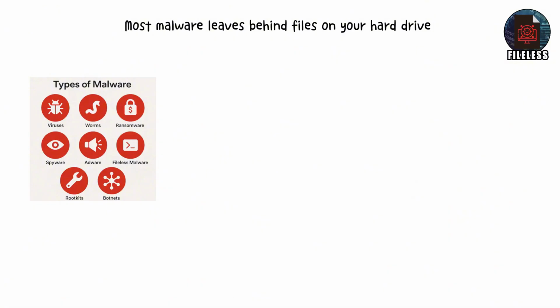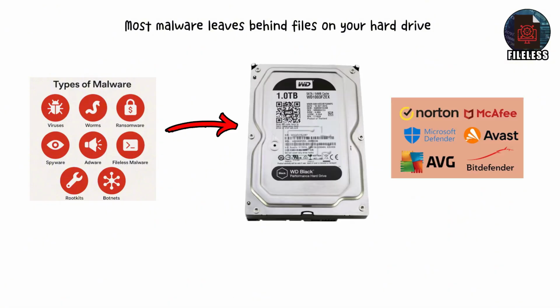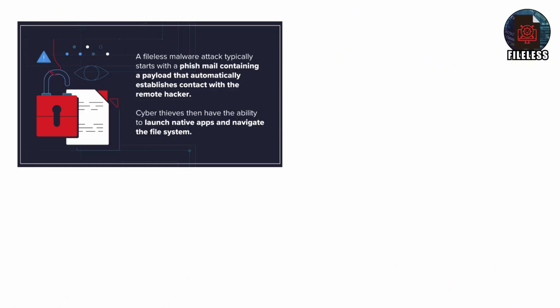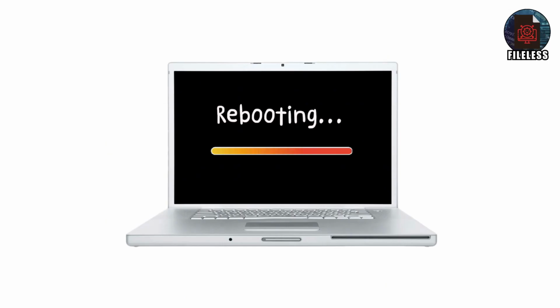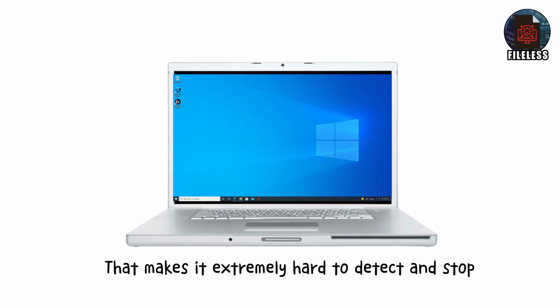Fileless malware. Most malware leaves behind files on your hard drive that antivirus software can scan and delete. Fileless malware doesn't. Instead, it runs directly in your computer's memory like a ghost. Once the system is rebooted, the traces vanish. That makes it extremely hard to detect and stop.